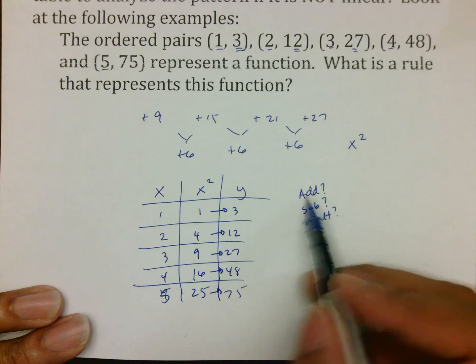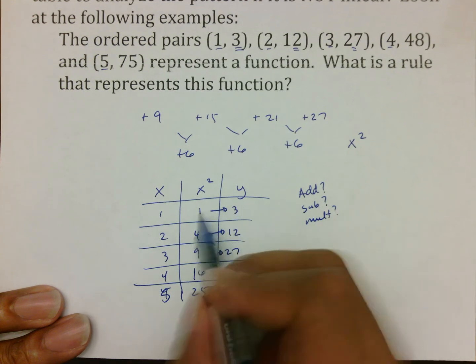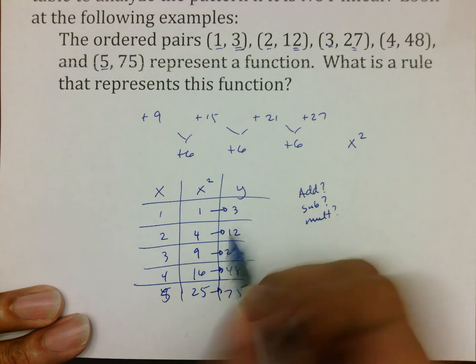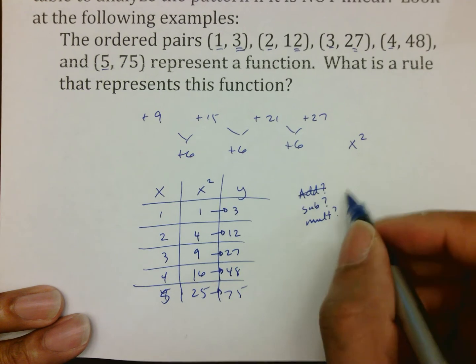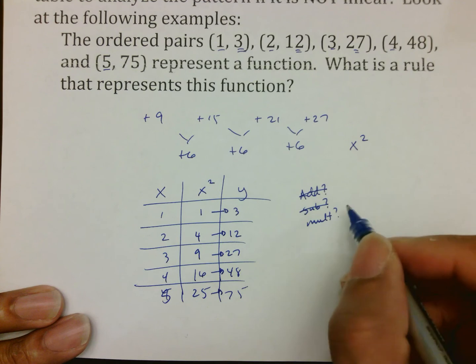So what I usually do is I check add first. 1 plus something makes 3, that is plus 2. But is 4 plus 2 12? No, it's not, which means we're obviously not adding anything. We obviously also do not subtract to get from 1 to 3, so forget about that one.